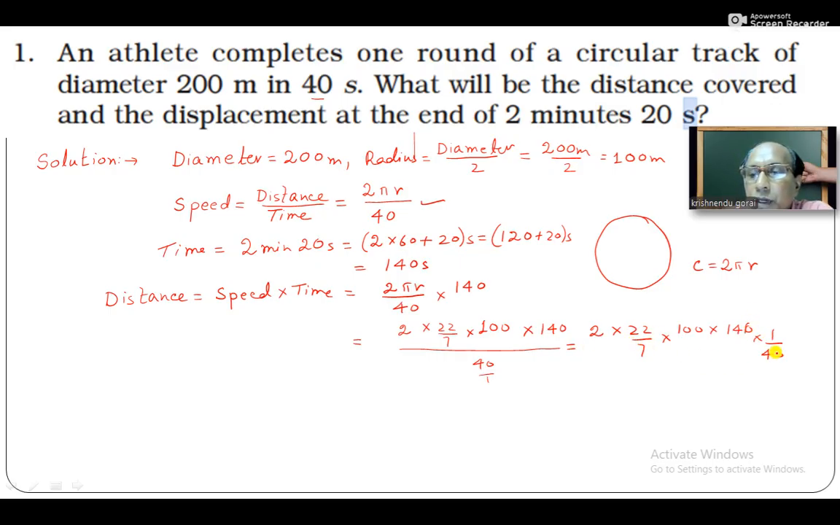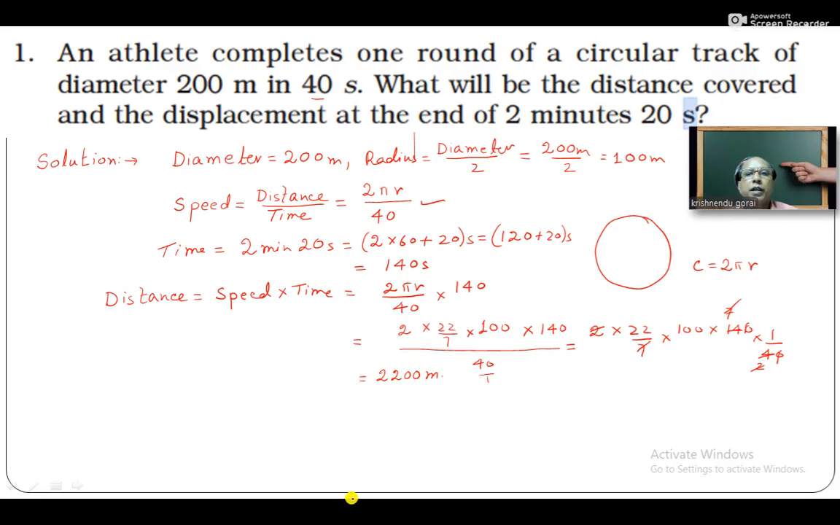This 0 and this 0 will cancel, right. Here 2 into 4, 2 sevens are 14, this 7 and this 7 will cancel, and this 2 and this 2 will cancel, that is 2200, right. That is the distance we get: 2200 meter. We have got the distance.